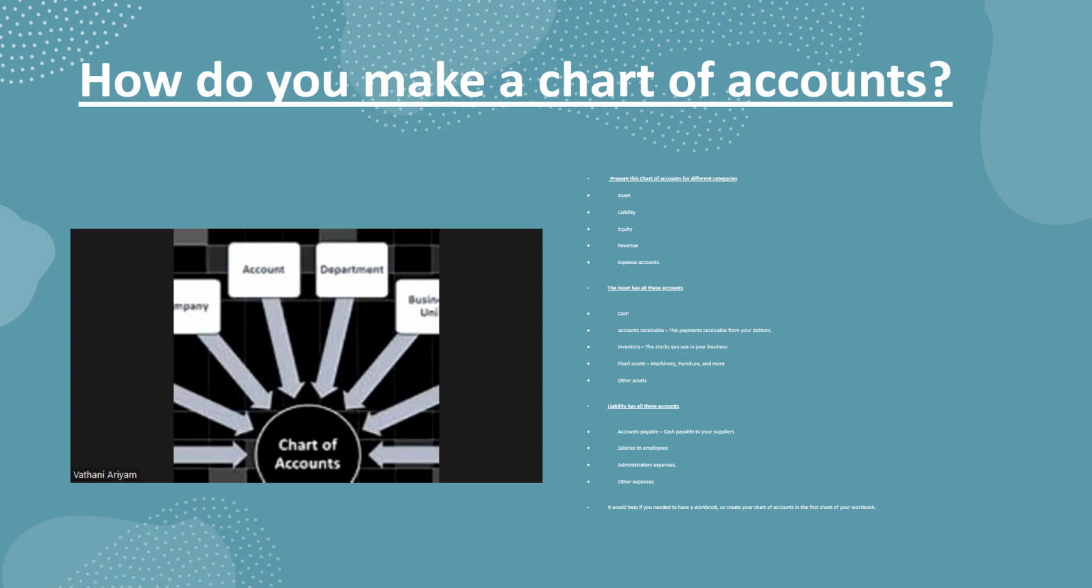This video is about how do you make a chart of accounts? What is a chart of accounts? The purpose of the chart of accounts is to show the list of all the financial reports in the balance sheet, including cash flow and income statement. It gives a way to classify all of the financial transactions that a company conducts in a particular economic time.